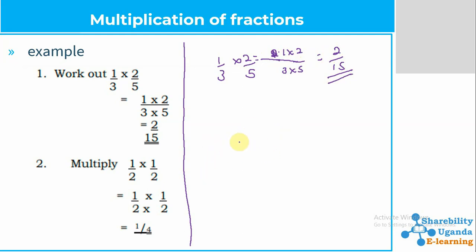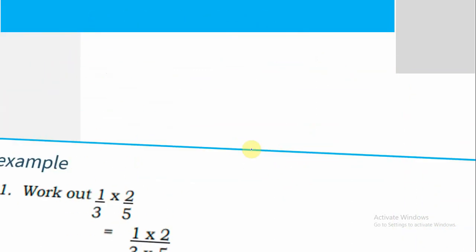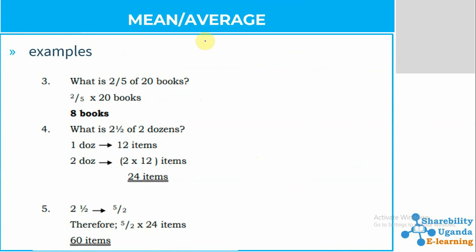Also here you can see if you have 1 out of 2 times 1 out of 2, as we are saying that we shall multiply the numerators by themselves, 1 times 1, then 2 times 2 to come up with 1 out of 4. We shall have finished. That's how we shall be dealing with multiplication of fractions. Let's also look at another example which is given.